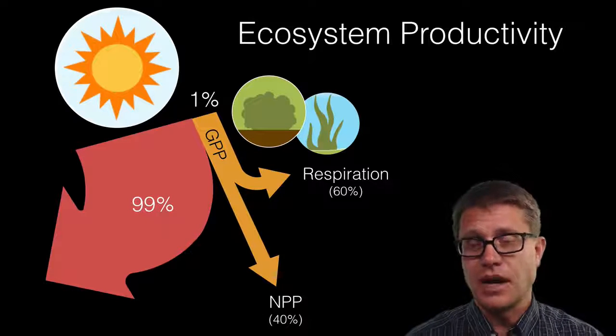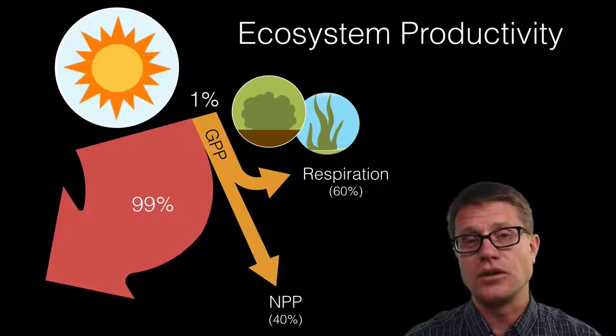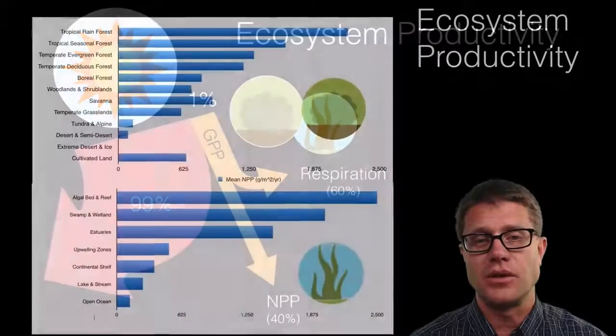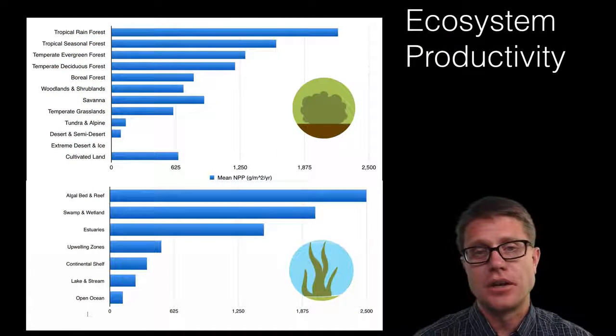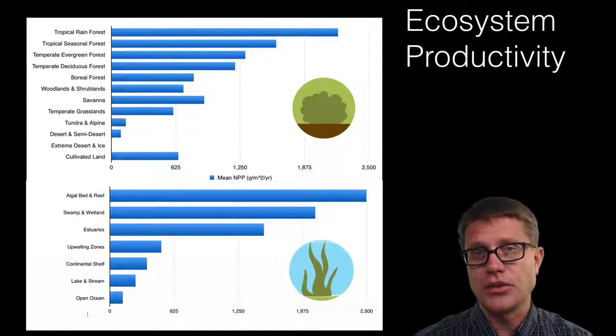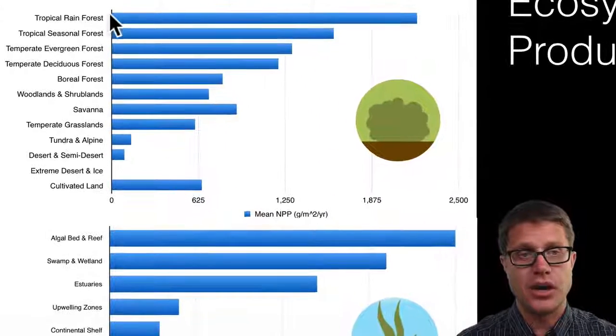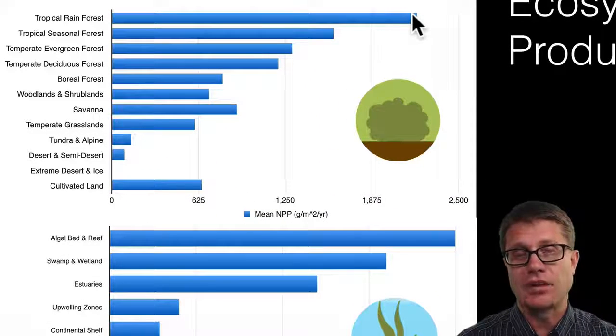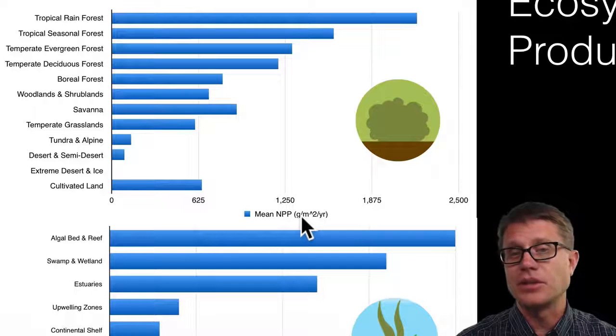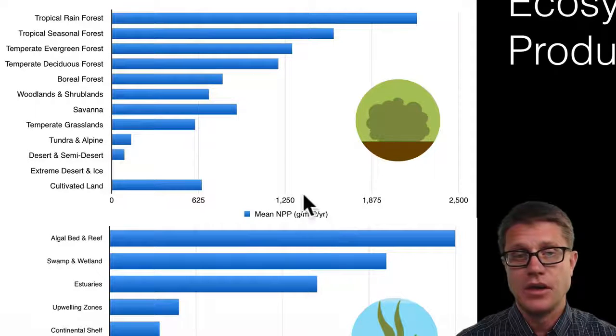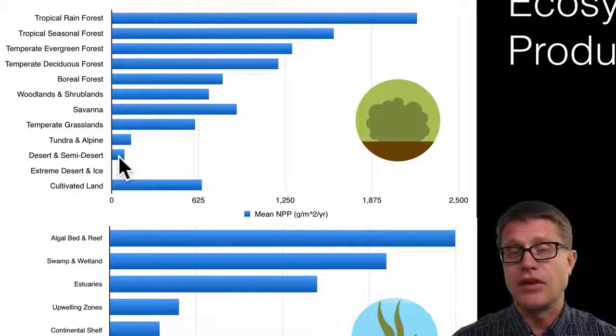So the bad news, not much energy goes into the producers. What's the good news? There's so much energy contained within the sun. If we look at the productivity on our planet, we could compare different terrestrial and aquatic biomes all the way from the tropical rainforest, which has high productivity. We're measuring that as the amount of material per meter squared per year, all the way down to something like a desert. It's not very productive at all.